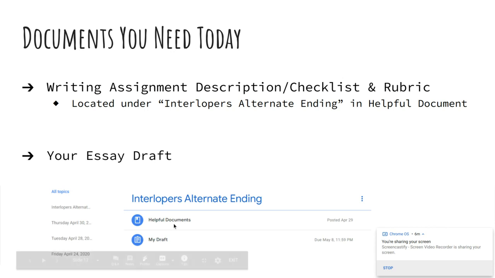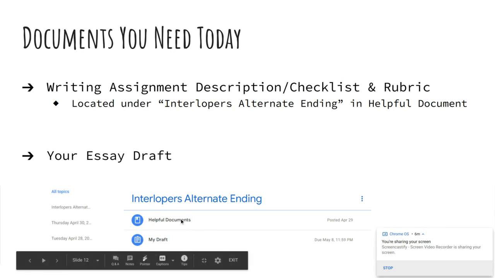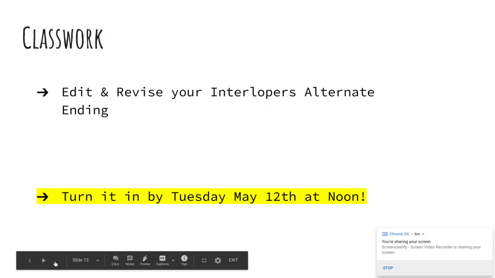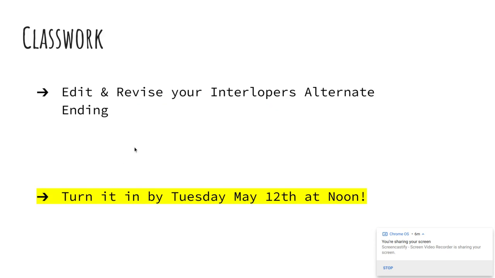So today you're going to go to this section, right? You're looking at those 2 documents that I showed you in helpful documents, and then you're going to your draft to look at it. And what you're going to be doing is editing and revising your Interlopers alternate ending. When you are done with that, turn it in to me. Make sure it's turned in by Tuesday, May 12th at noon.